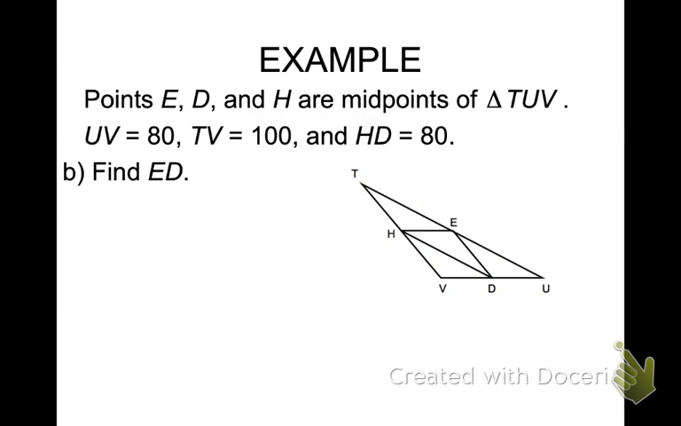Next one, ED. So ED, now I lost everything. ED is right here, right, which is parallel to TV, which you should hopefully have labeled as 100, right? Half of that would make us have 50. So ED is equal to 50.